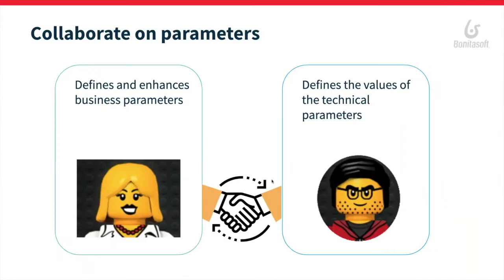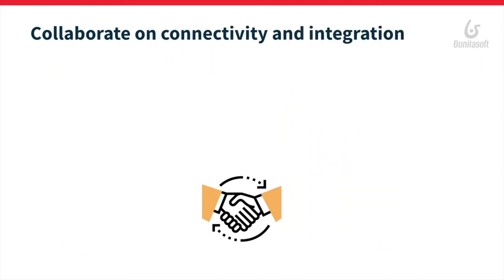So now you know everything on the business rules, parameters, on the data model, on the processes. That's good, but the application should be integrated with other systems in order to work and automate efficiently. So now we are going to see how Cindy and Dave are collaborating on the connectivity and integration.